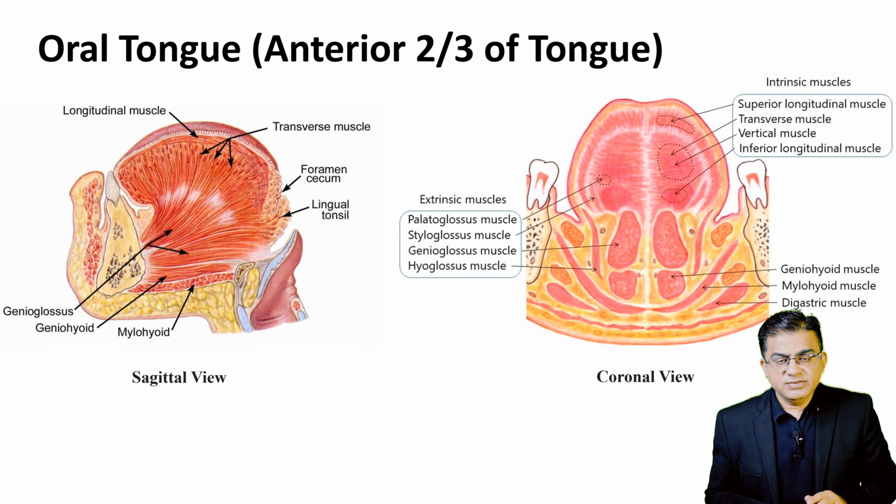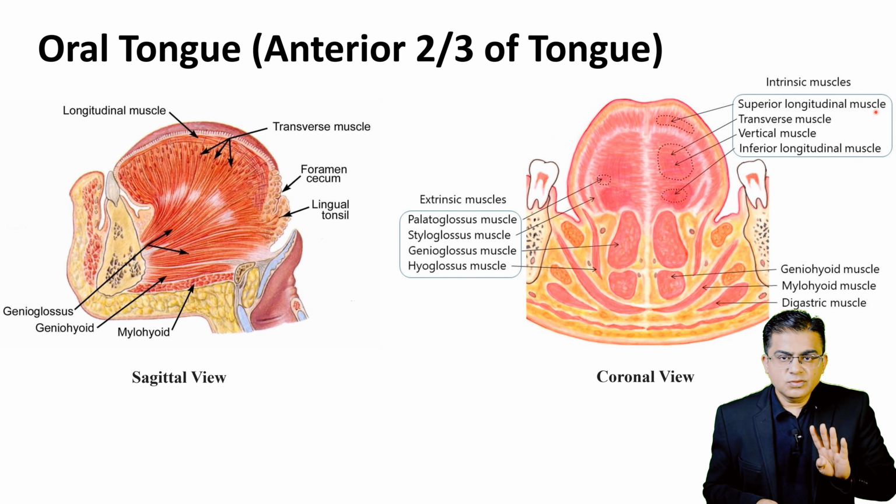This is a sagittal view in which you are seeing the tongue from the side. Now let us cut the tongue in half and look at it from the front, the coronal view. These are the views you will look at most often on MRI scans of your patient with tongue cancer. You are seeing 4 intrinsic muscles of the tongue: superior, transverse, vertical and inferior longitudinal muscles. You are seeing 4 extrinsic or deep muscles of the tongue: palatoglossus, styloglossus, genioglossus and hyoglossus. There are 2 more important muscles: geniohyoid and mylohyoid muscles.